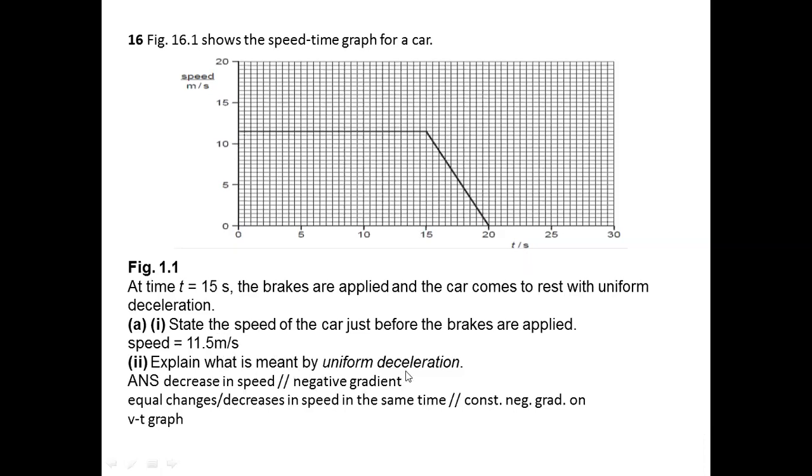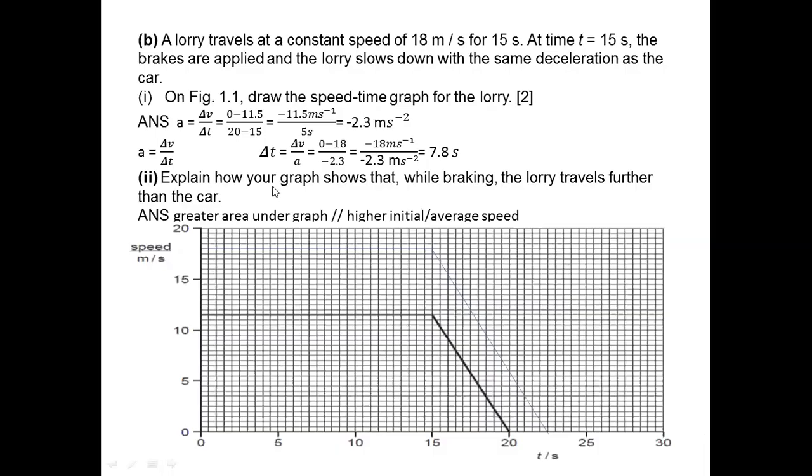Explain what is meant by uniform deceleration. That is, speed is decreasing equally in equal intervals of time, and we're going to have a negative gradient. Next question is, a lorry travels at constant speed of 18 meter per second for 15 seconds, and at time interval 15 seconds, the brakes are applied and the lorry slows down with the same deceleration as the car. On the figure, draw the speed diagram for the lorry.